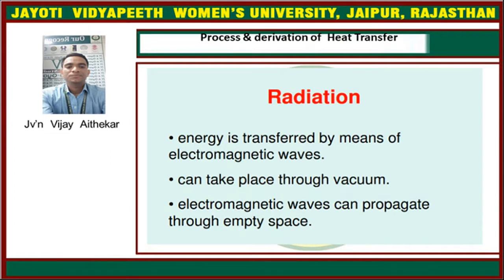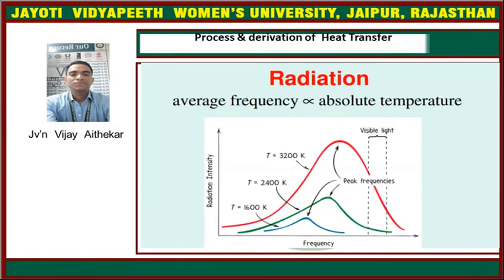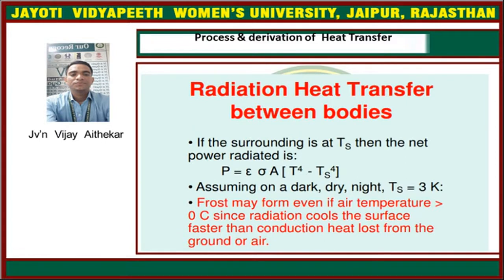In radiation, the energy is transferred by means of electromagnetic waves, which can pass through a vacuum. Electromagnetic waves can propagate through empty space. The average frequency versus absolute temperature is shown in this diagram. For radiation heat transfer between a body and its surroundings at Ts, the net power radiated is P = σεA(T^4 - Ts^4). Assuming a dark, dry night, Ts equals 3 K.